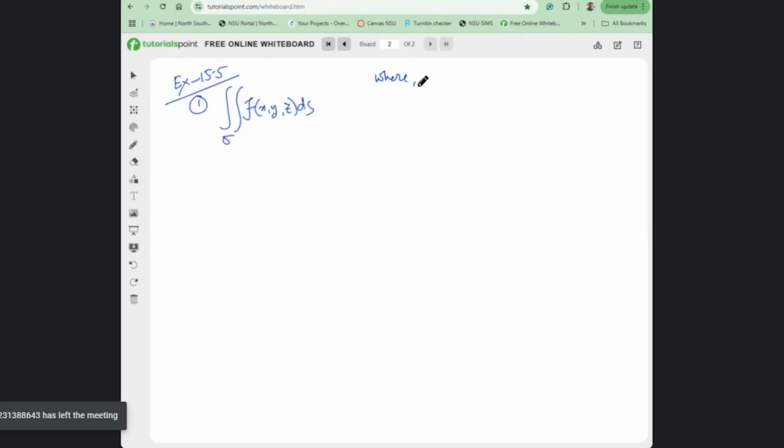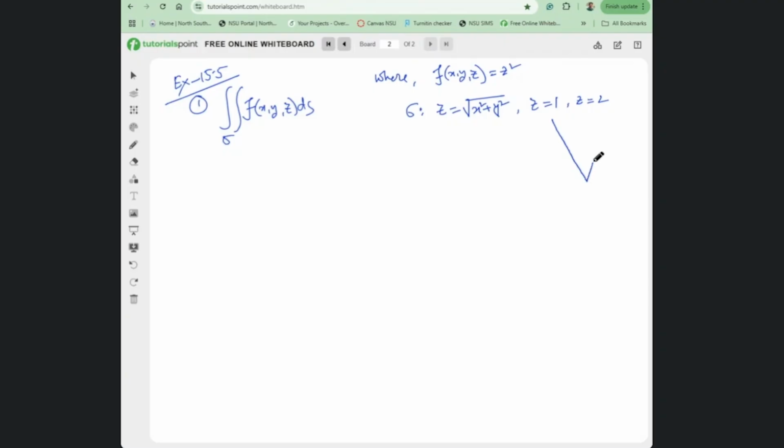Here, sigma is defined where f of x, y, z is given by z square, and over sigma we need to evaluate this surface integral. Sigma is given by z equals square root of x square plus y square, z equals 1, z equals 2. This indicates such a cone.